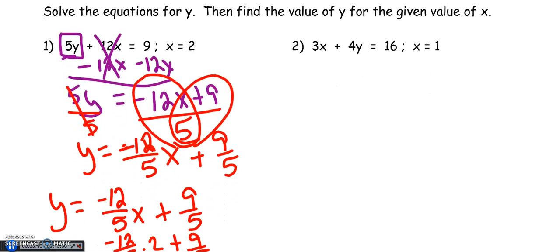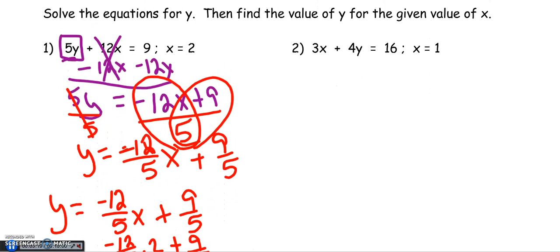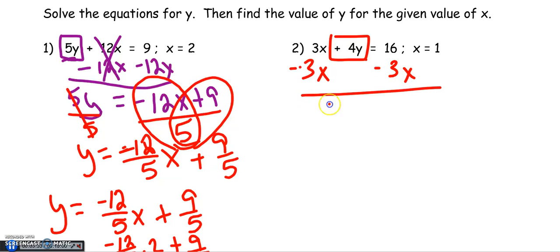All right, let's do a second example. So the same thing, we're supposed to solve for y. So here is our y term. So to move the 3x from the left, to get the 4y by itself, we're going to subtract 3x from both sides. So this 4y just comes down. And on the right side, we have negative 3x plus 16. And again, we're not allowed to combine those two terms because the first term has an x. The second term is just a constant. So they're not like terms, so we can't combine them.